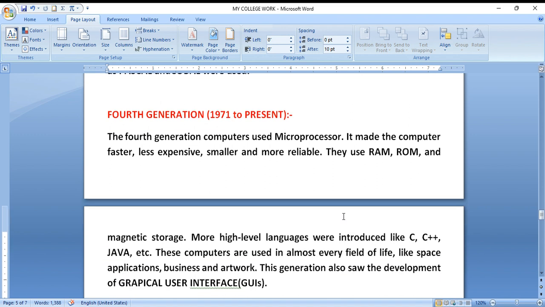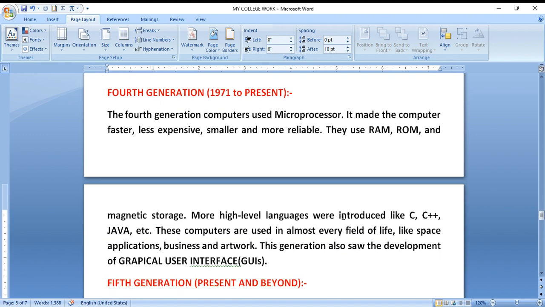The fourth generation computers used the microprocessor. It made the computer faster, less expensive, smaller, and more reliable. They used RAM, ROM, and magnetic storage. More high-level languages were introduced, like C, C++, Java, etc.